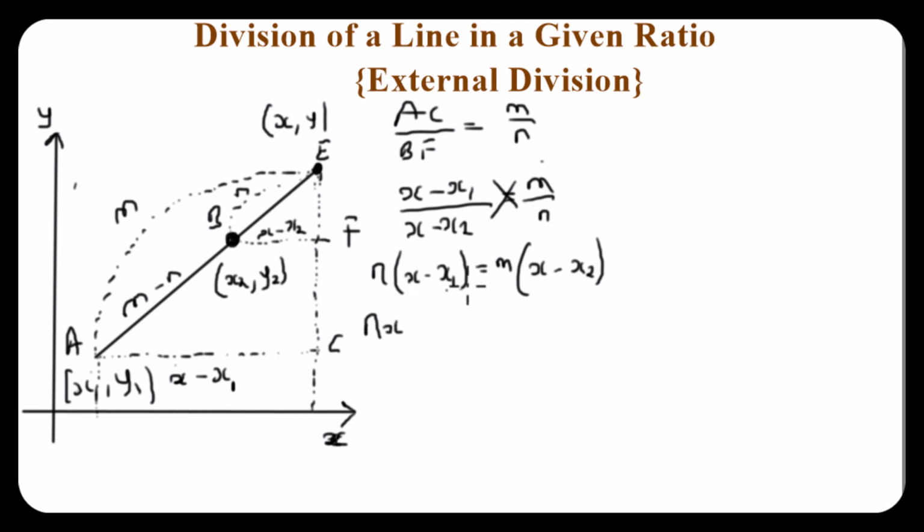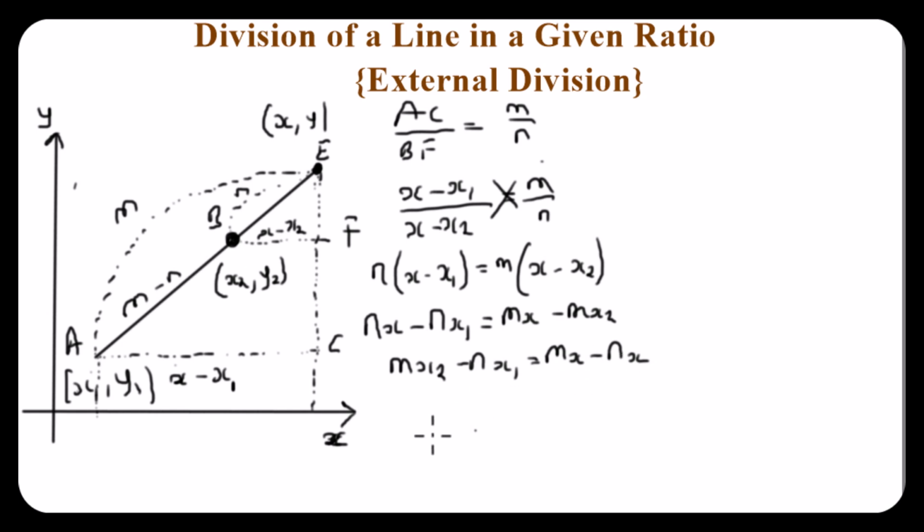Multiplying this out, we have nx minus nx1 is equal to mx minus mx2. What are we looking for? The x coordinate. So I can bring nx to this side and take mx to the other side. Here we'll have mx2 minus nx1 equal to mx minus nx. So what do I do? Factorize the right hand side. Bringing this one to the other side doesn't change the sign as long as I do the same for both expressions on either side.